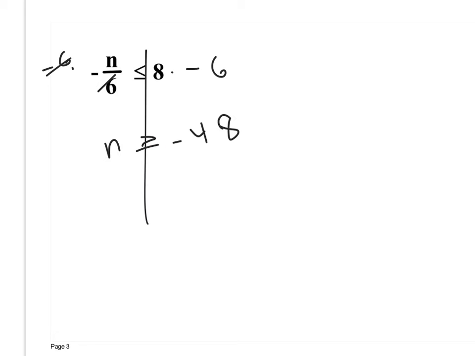But here, make sure that if this is equal to, this has to be equal to. Okay? If it's just less than up here, then this is going to be greater than. If it's greater than up here, then it's going to be less than. But if there's an equal to, that stays with it.